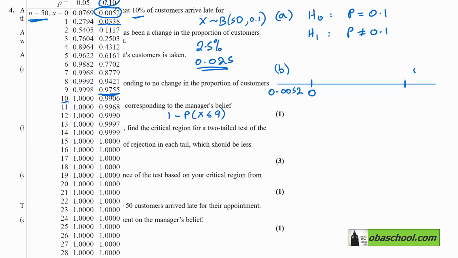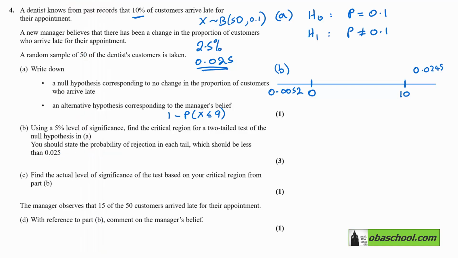then that is going to be 0.0245, but that would make this value 10, because it's 1 take away the probability x is less than or equal to 9, so 9 is included in that, and so our values are going to be from 10 upwards. So our critical region is that x is equal to 0 and x is greater than or equal to 10.